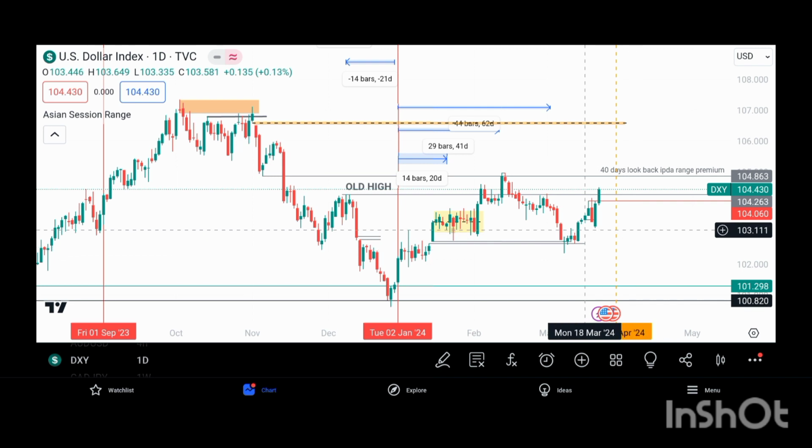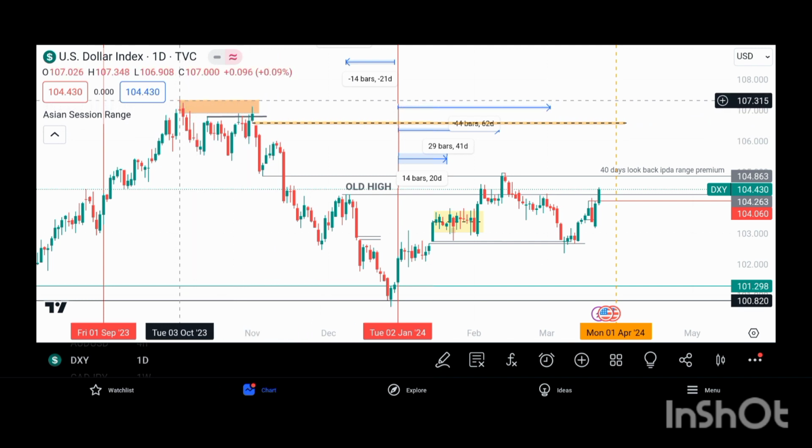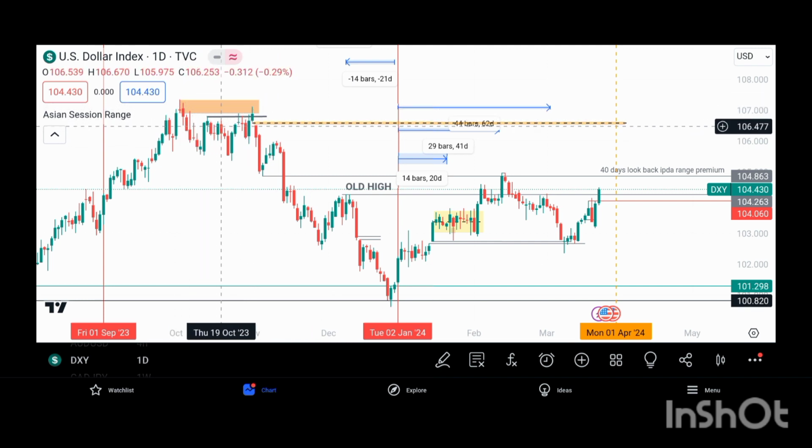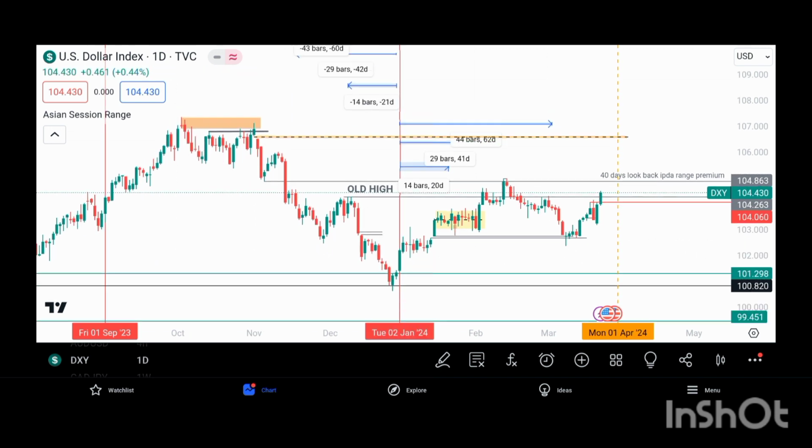So I'm starting from the DXY, right? I'm using both the ITA quarterly shift and the seasonal tendencies. We have been dropping from October, right? October, November, and December, which we made the lowest low. So what was this saying?